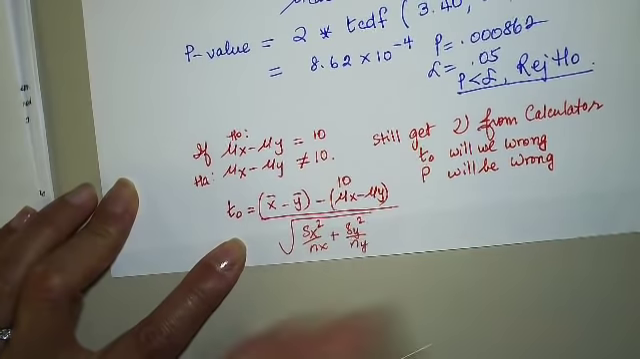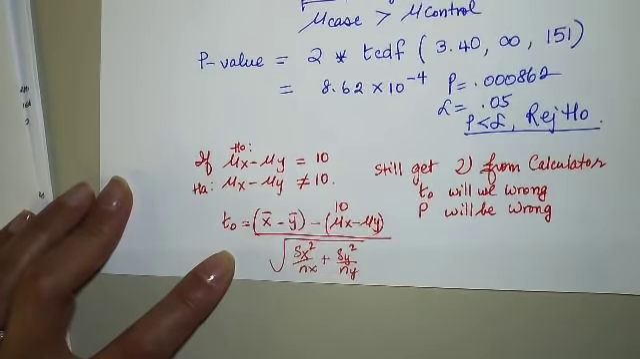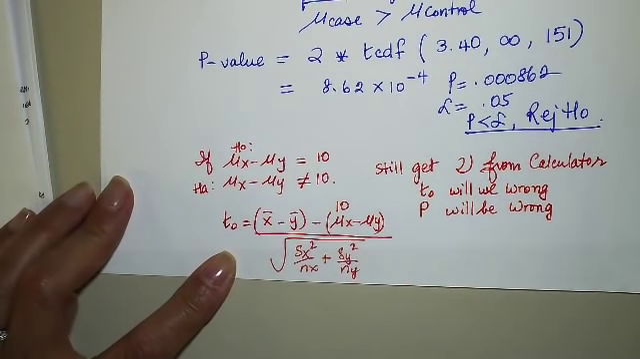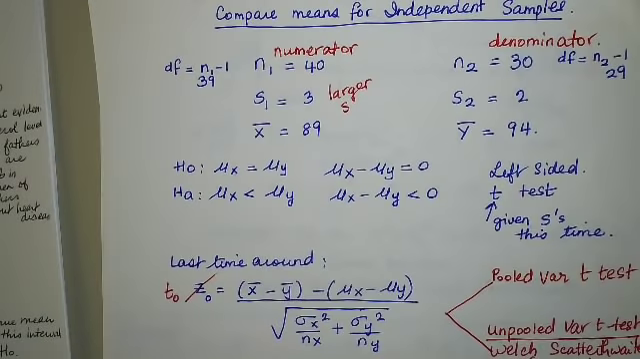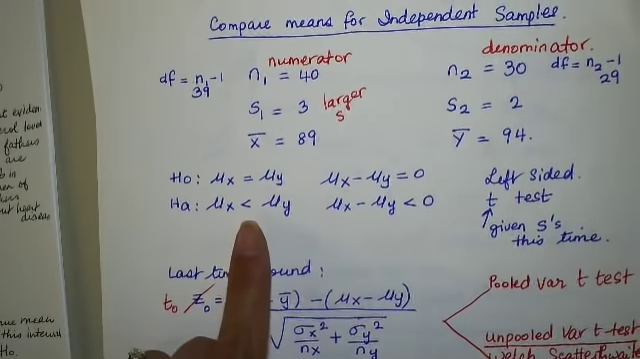But it's easy to plug in because you're just going to go like this: x bar minus y bar minus mu x minus mu y, which is now 10, divided by the square root of sx squared over nx plus sy squared over ny. So it's doable. It's not that bad, right? Get it or no? And the same thing in the pooled variance t-test also.